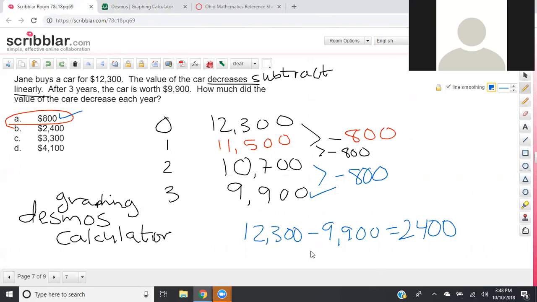I'm busy. So the second way to do it is to just subtract. Over 3 years, it dropped 2,400. And since it's subtracting by the same amount over all those 3 years, if you just divide by the number of years, that gives you the amount you're subtracting each time. So that's just a second way to do the same problem.